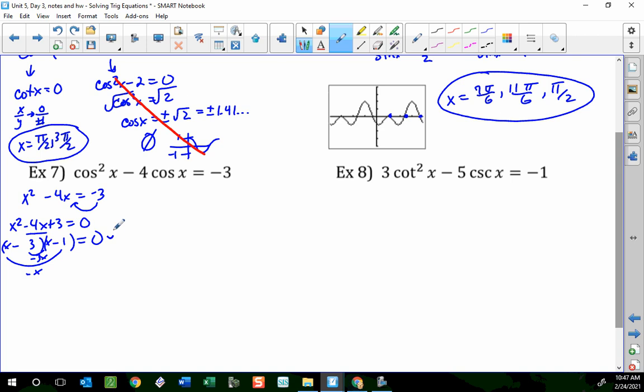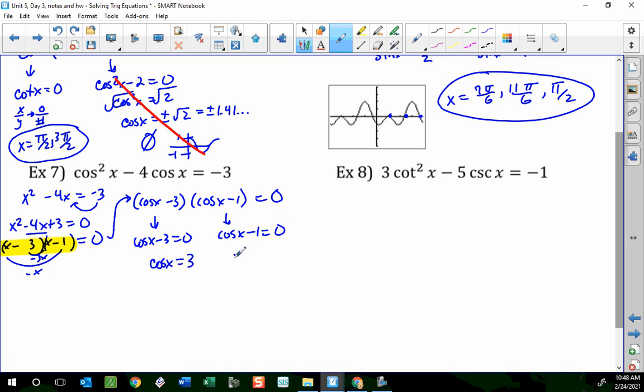All right, so let's map it out to what we have. We've got cosine in place of x's. So I'm literally going to use what I did right here, and instead of x, I'm going to put cosine x. So cosine x minus 3, and cosine x minus 1. Okay, so here we go. Cosine x minus 3 equals 0, and cosine x minus 1 equals 0. So this means that cosine x equals 3. This one over here, cosine x equals 1.